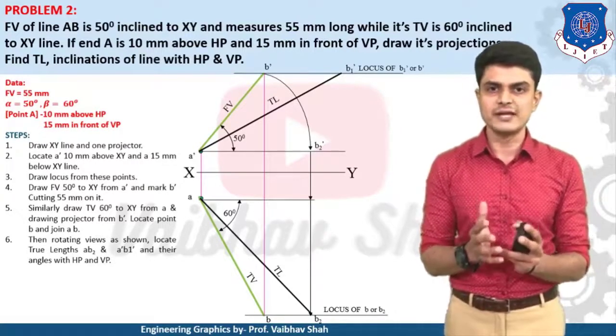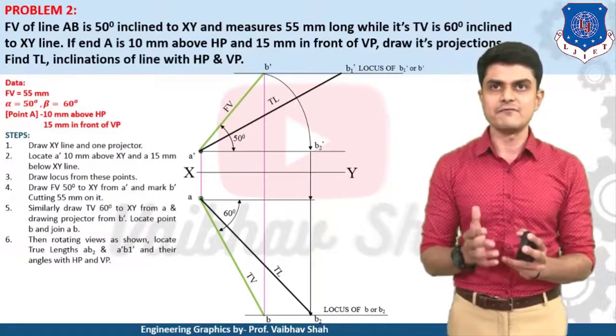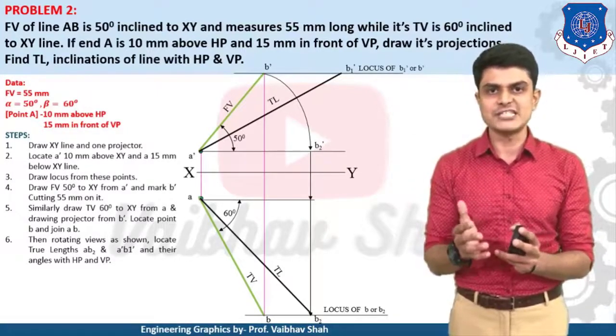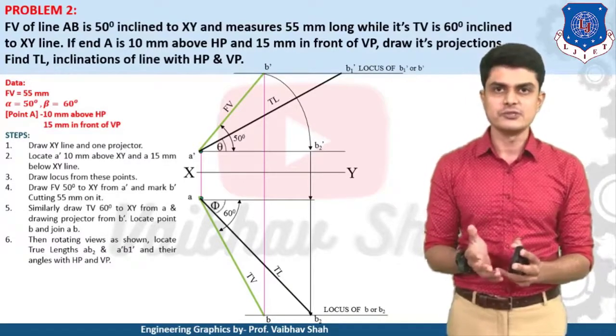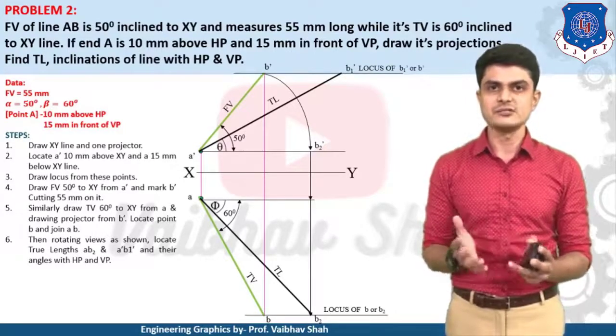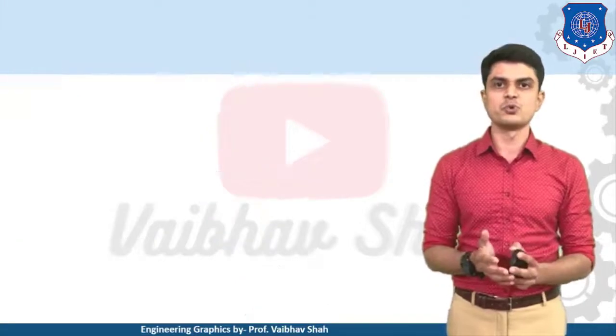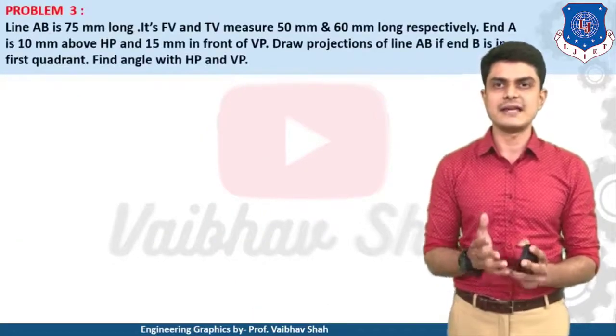So find out the true length from this diagram and find out the inclination of true length with HP and VP, which is nothing but theta and phi. So you need to find out the answers, right? So example is 4. So let us move to another example.